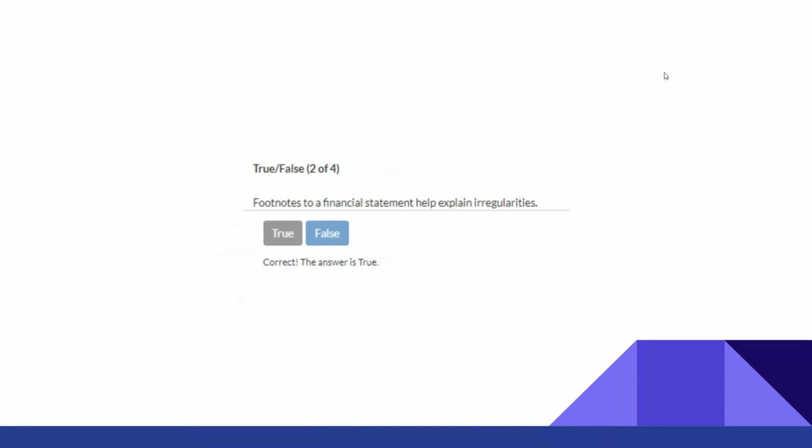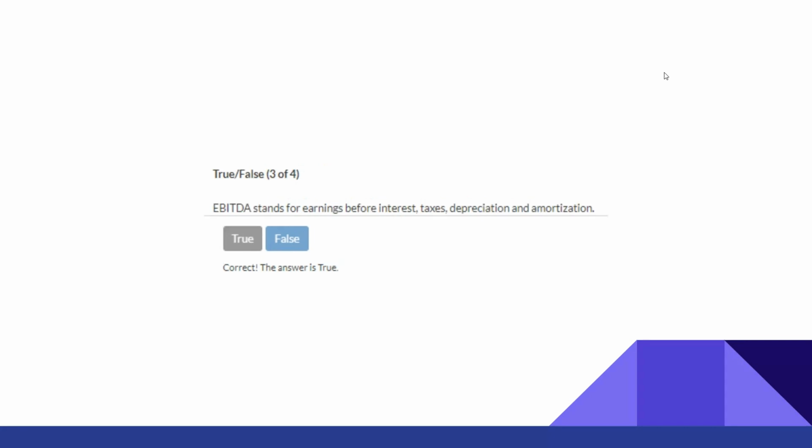Footnotes to a financial statement help explain irregularities. True or false? Correct answer is true. Okay. EBITDA stands for earnings before interest, tax, depreciation, and amortization. True or false? Correct answer is true.